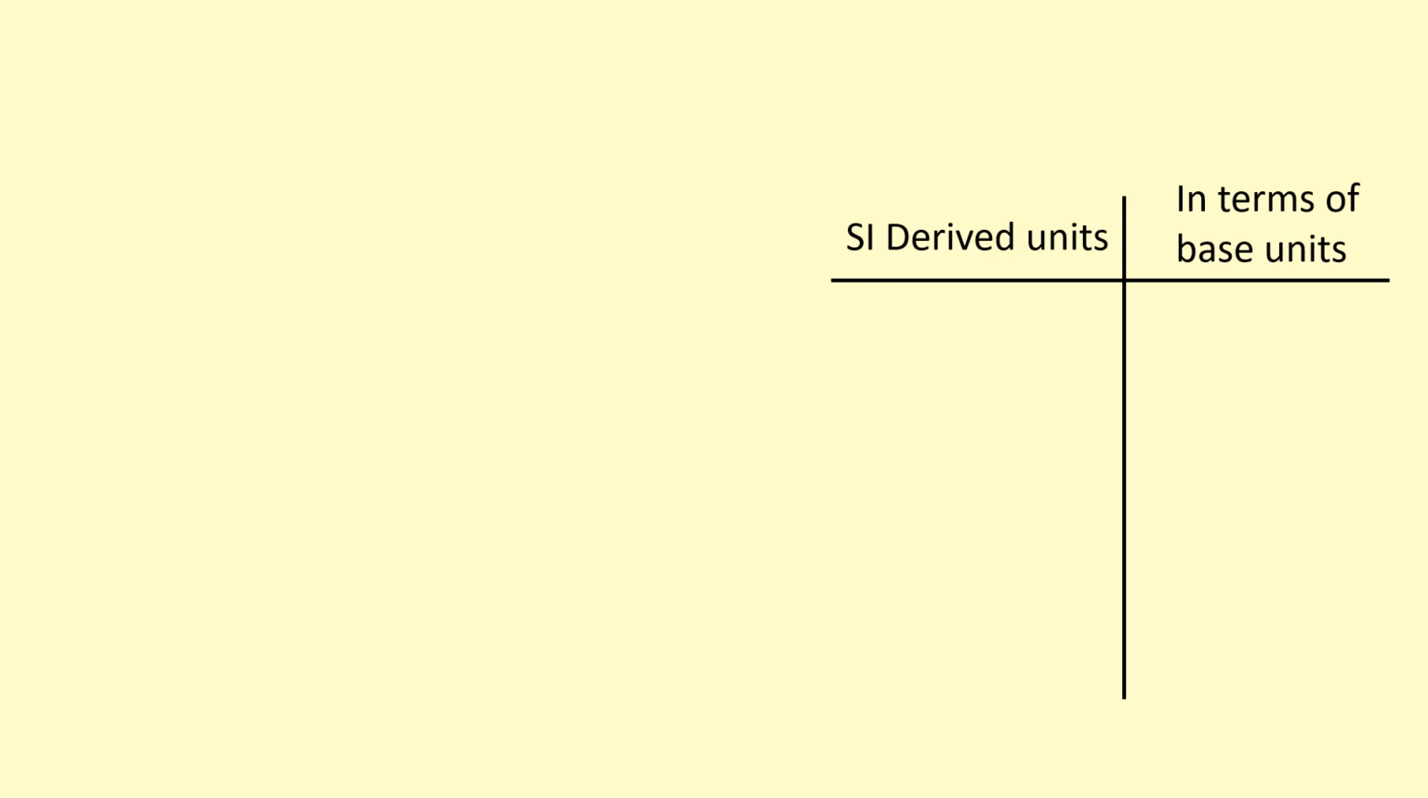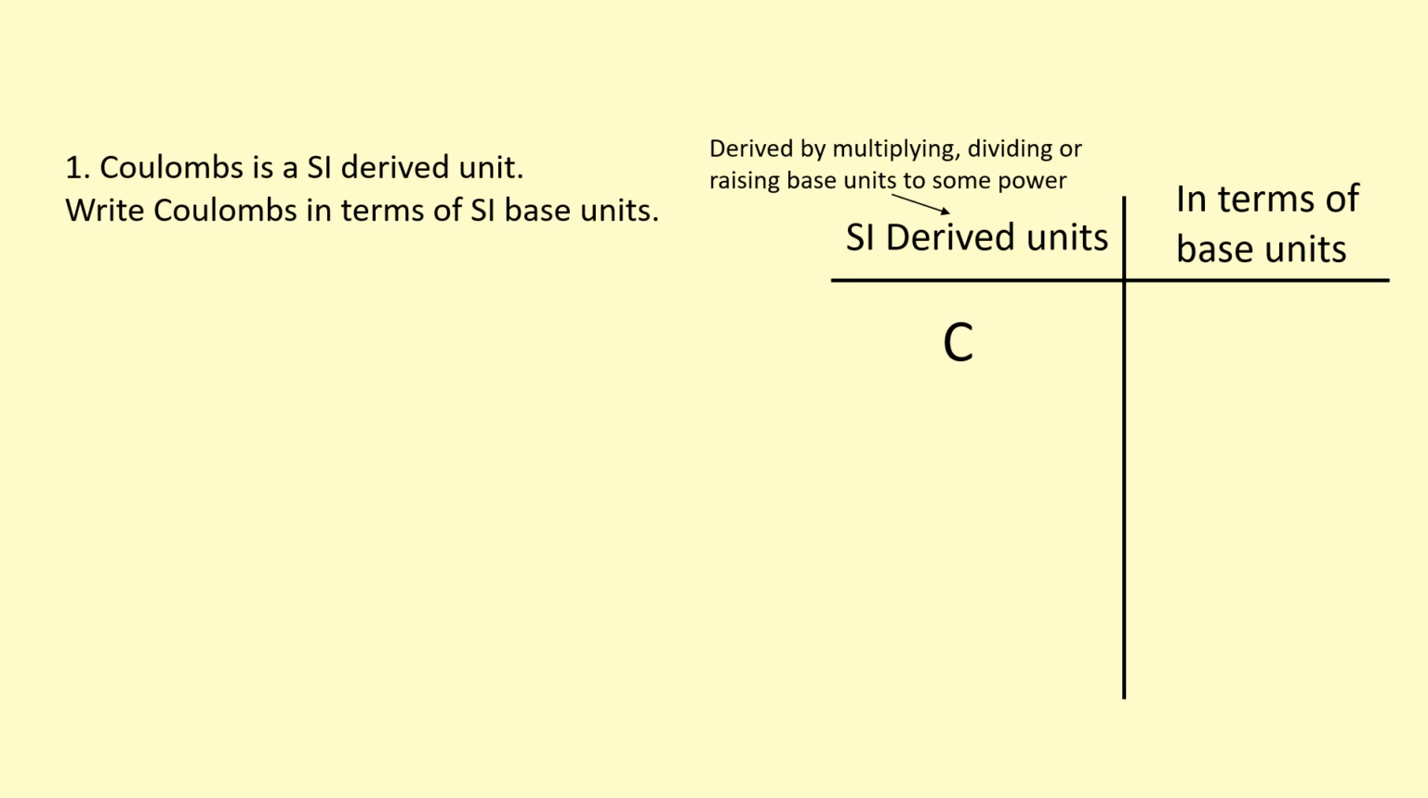Okay, now that we've looked at the 7 SI base units, let's look at derived units. These derived units are made by taking the base units and then multiplying them together or dividing them or raising them to some power. So we're going to look at some SI derived units and we're going to write them in terms of their base units. Let's start off with coulombs.